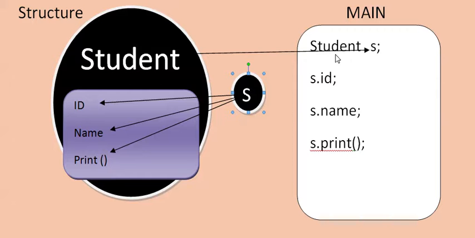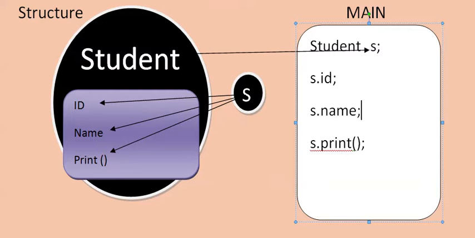So now this s will have access to id, name, and print. If you watch over here, it can access like this: s.id will access the id, and it can assign a value, it can retrieve the data, it can store, and that's all. Name and print are just like this.